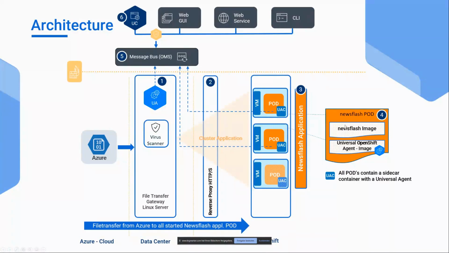And alongside this web server, we always deploy the universal agent as a sidecar container to this application. Then we can start as many pods as we want. Let's say if the load increases, we would start more of these containers. In this case, I've started 2, but I could also start, for example, a third one if the load increases. All of these pods contain the application and the sidecar container with the agent.